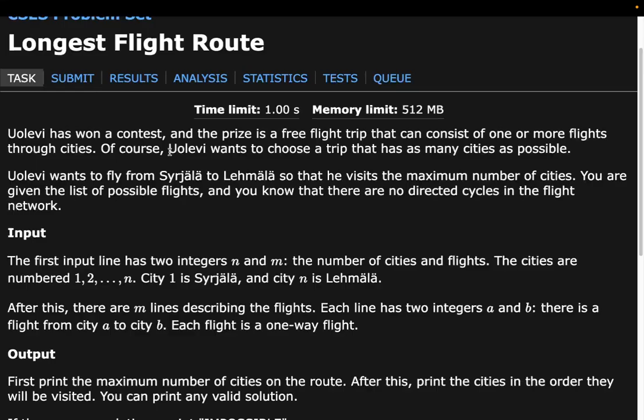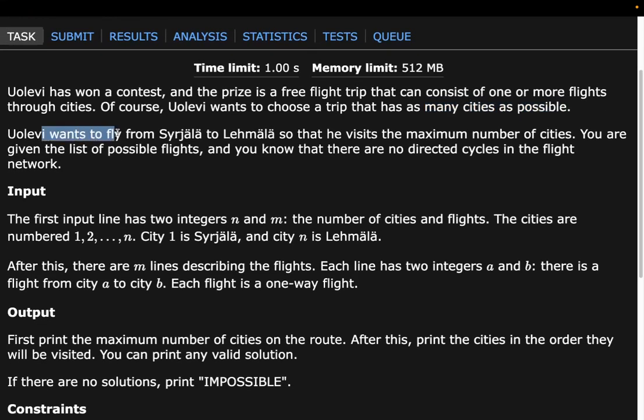Olivi has won a contest and the prize is a free flight trip that can consist of one or more flights through cities. Of course, Olivi wants to choose a trip that has as many cities as possible. Olivi wants to fly from Syrjälä to Lehmälä so that he visits the maximum number of cities. You are given the list of possible flights and you know that there are no directed cycles in the flight network.